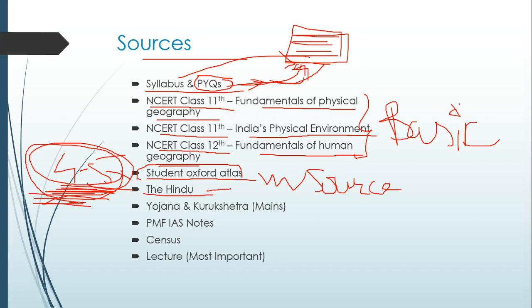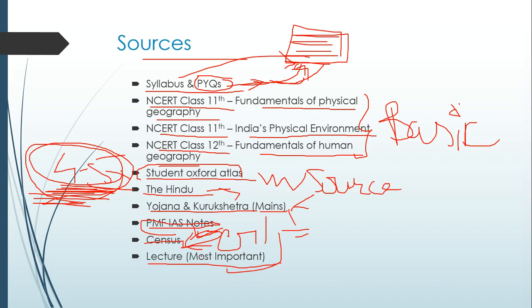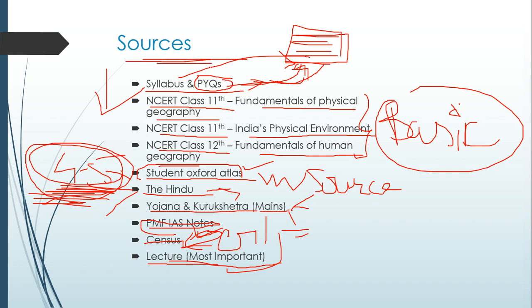Then The Hindu for current affairs and current locations, and then Yojana and Kurukshetra. This is from the mains perspective. Every month they publish a magazine on different topics, so just read a topic for the mains. And then the PMF IAS notes; this is well sufficient for General Studies. And then the Census of 2011, the recent census, for population and sex ratio related questions. So this is important. Then the lecture, most important, you have to follow that way. So read the basics, buy the Oxford Atlas, read The Hindu newspaper daily and monthly Yojana and Kurukshetra, and follow PMF IAS notes and the lecture. That is very sufficient for General Studies geography.